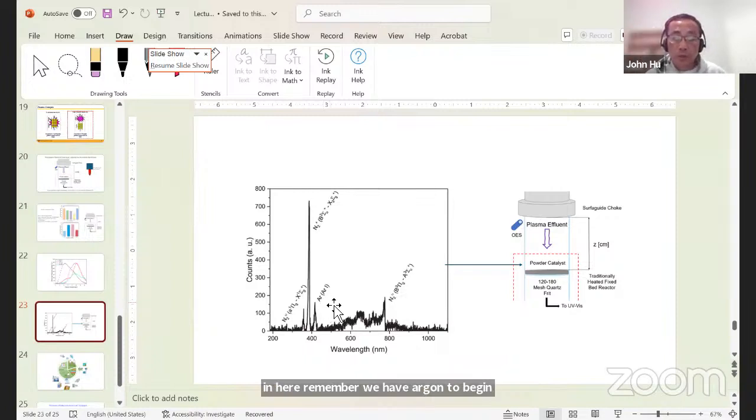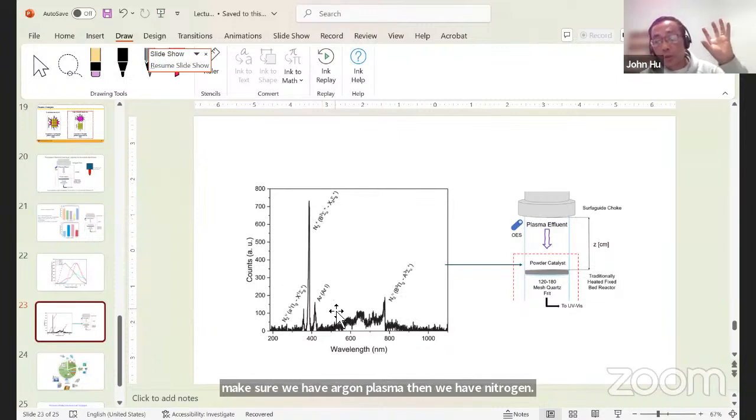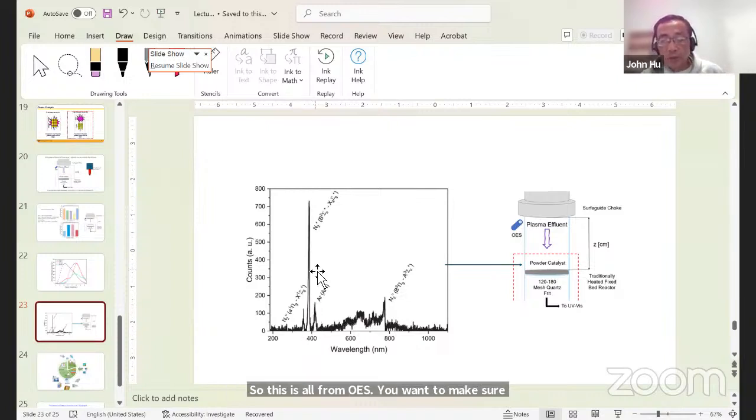Now we make sure we have argon plasma, then we have nitrogen. So this is all from OES. You want to make sure that on the catalyst surface you have these peaks. If you point the OES at the catalyst and do not see these peaks, sorry, your reaction is not plasma chemistry. Your reaction is just like a microwave or thermally heated reaction.